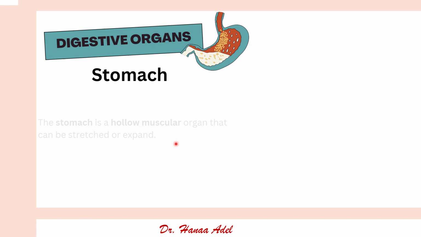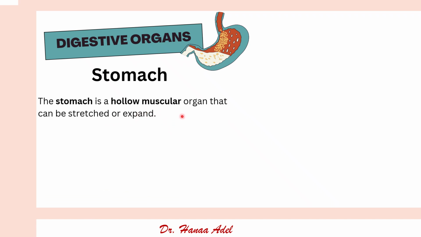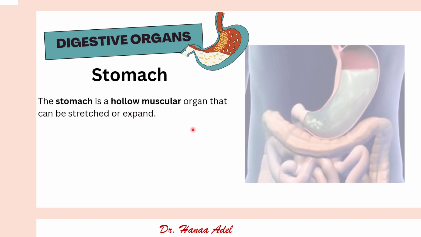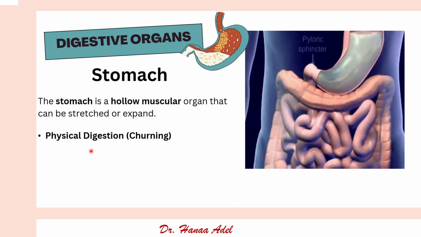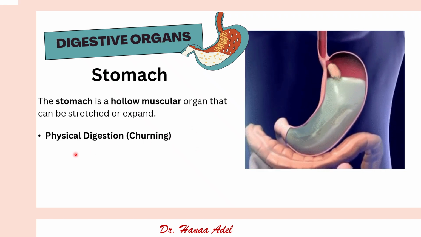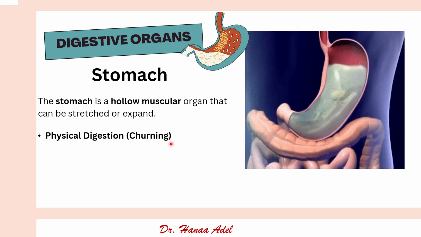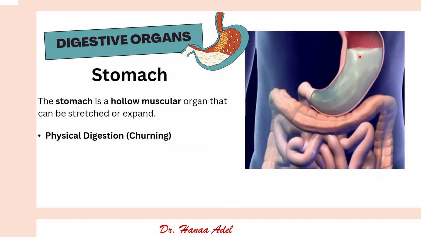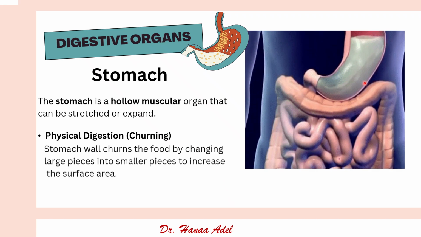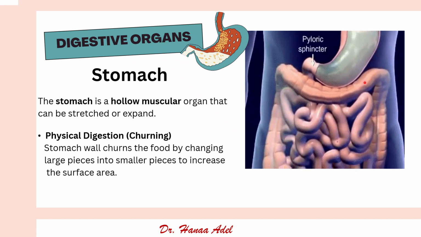What about the stomach? The stomach is a hollow muscular organ that can be stretched or expanded. Inside the stomach, there is physical digestion, as we said before, the work of churning the food. What is churning? Converting or changing large pieces into smaller pieces, which increases the surface area.